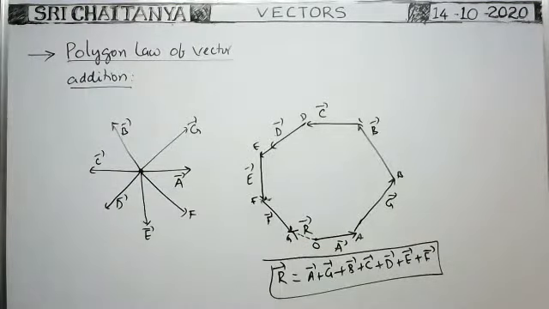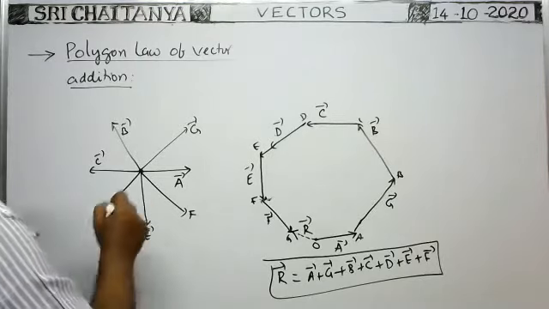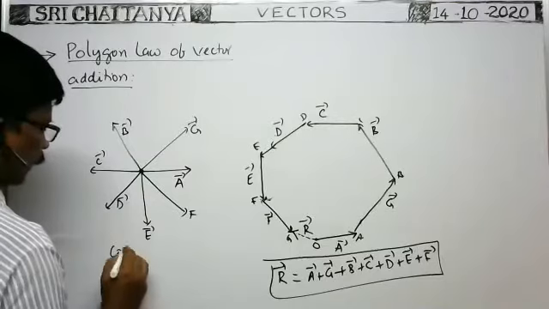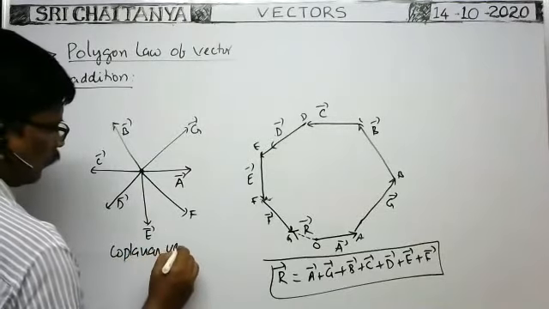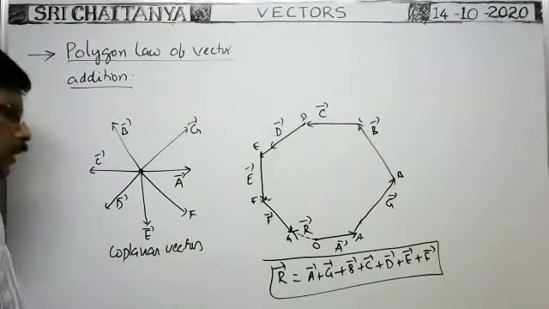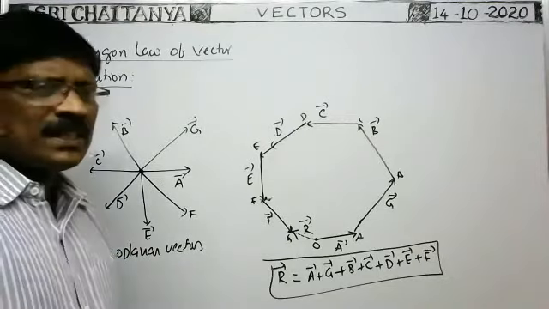So in this way, by the polygon law of vector addition, we can get the resultant of any number of vectors. But all must be coplanar vectors. That is important. A, B, C, D, all these are coplanar vectors. That is important.